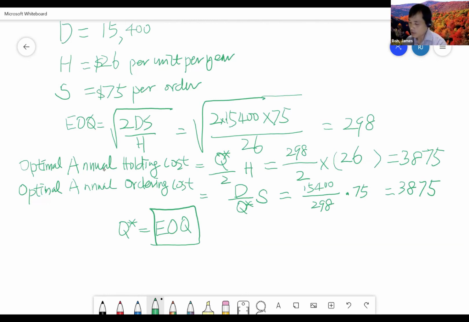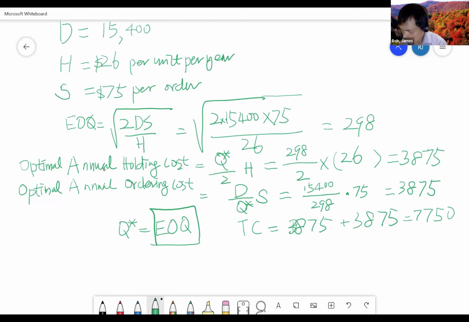So then, in this case, total cost will be holding cost plus annual optimal ordering cost. 3,875 plus 3,875 is going to be your total inventory cost. That's 7,750 will be your total cost of inventory in that case.